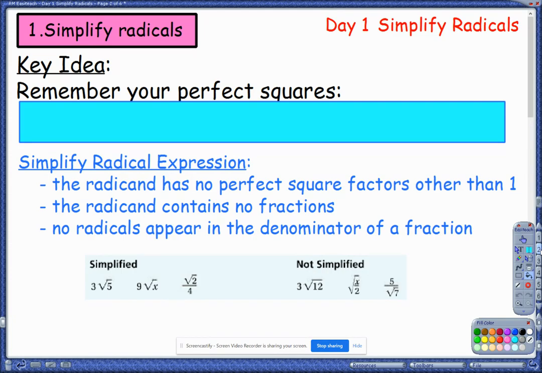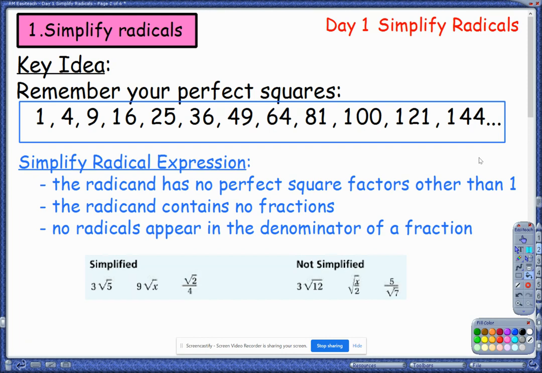And in order to simplify radicals, you need to know your perfect squares. So, remember your perfect squares, such as 1, 4, 9, 16, 25, and so on. And not only are we going to do numbers, we're also going to do variables. So, to simplify a radical expression, you have to make sure the radicand, which is the number inside the radical, has no perfect square factors other than 1. There should be no fractions inside the radical, and there should be no radicals in the denominator of the fraction.